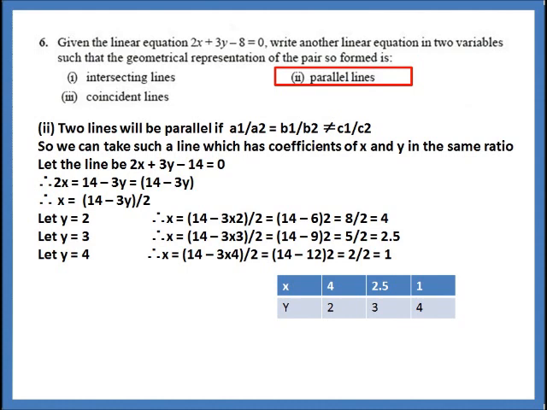Now arranging all the three sets of values in a tabular form, we get x is equal to 4 for y is equal to 2, x is equal to 2.5 for y is equal to 3 and x is equal to 1 for y is equal to 4.